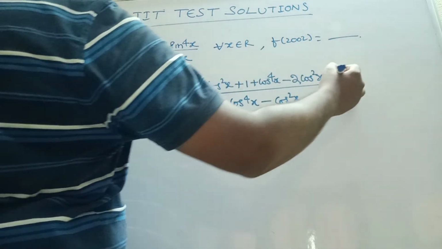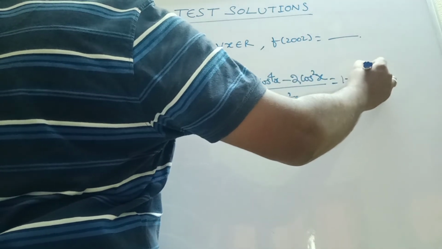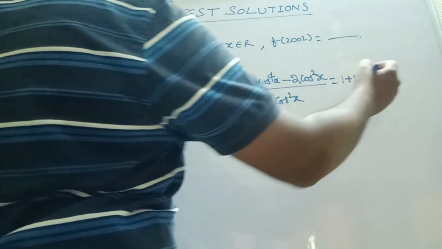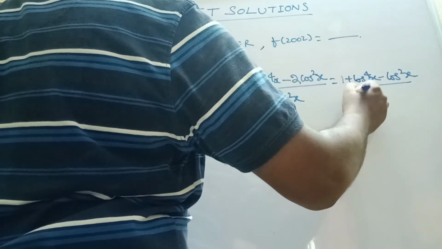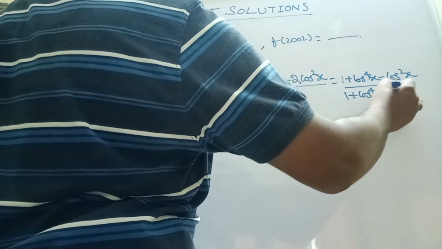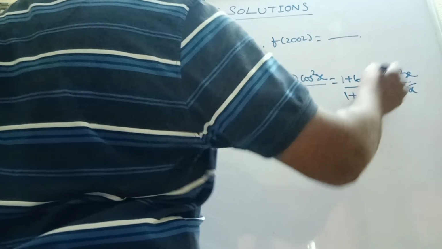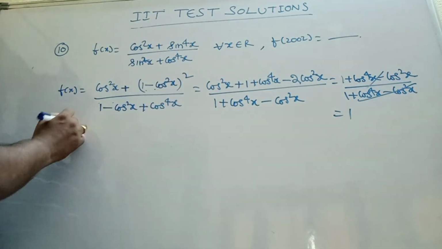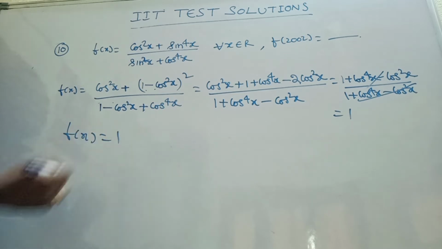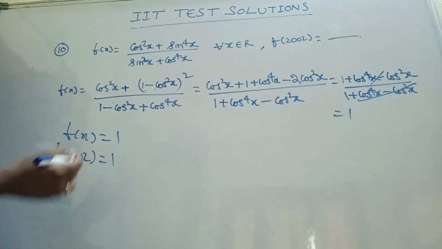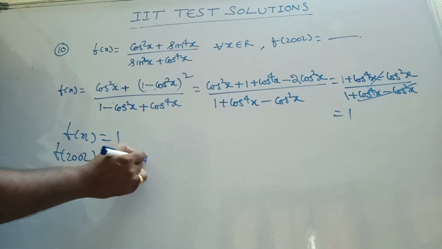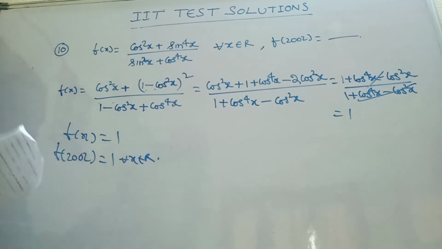And this, of course, if we simplify, 1 plus cos^4 x, cos^2 x minus 2 cos^2 x is nothing but minus cos^2 x. Whole thing divided by 1 plus cos^4 x minus cos^2 x, like this. This will cancel and 1 we have. That means it is a constant function, f(x) equal to 1. That means if you give any value, f(2002) also is 1 for all x belongs to R. It is a constant function. Therefore, for the 10th one, option number 1 is correct. Right? Very good.